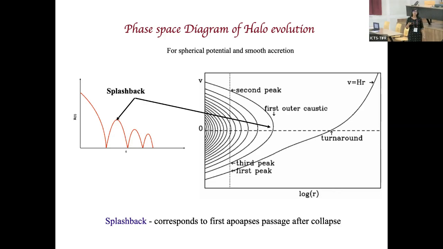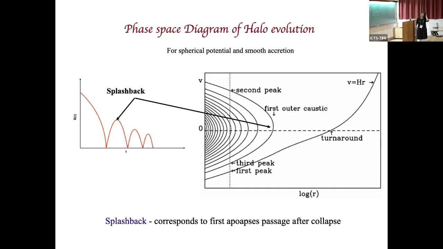Then particles are moving out, eventually out to a radius where they essentially turn around and reach their apocenter. We call it falling back in, in a sense, back into the halo's potential, and it orbits and does the same thing over and over again, right?